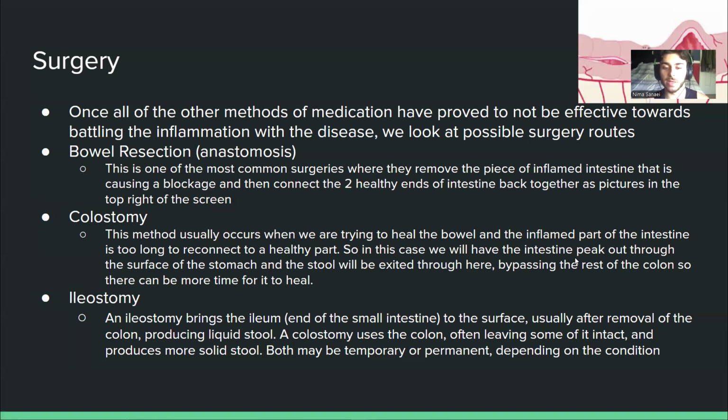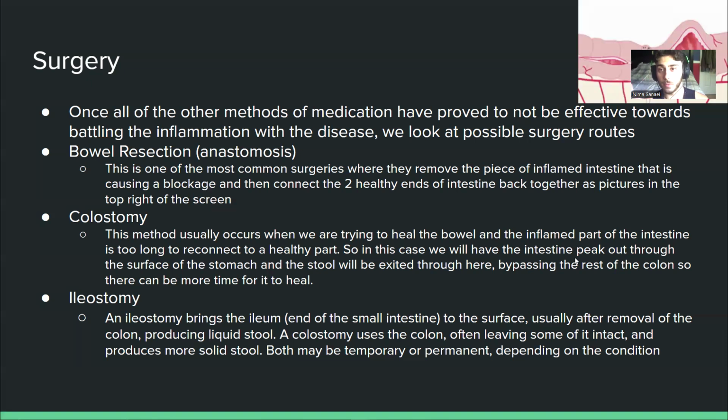Yeah, and it varies from patient to patient. This may be temporary, this may be permanent. It really does depend on how your body reacts and how they are able to go from this. But yeah, it really does depend. Another thing that I would like to mention is that just because you are getting this surgery does not mean you're getting rid of this disease.